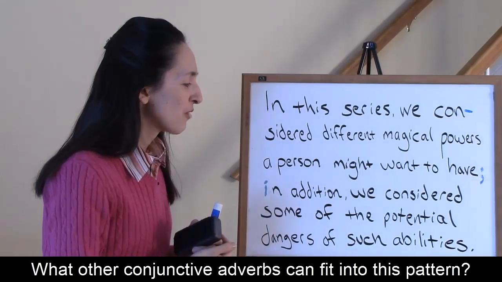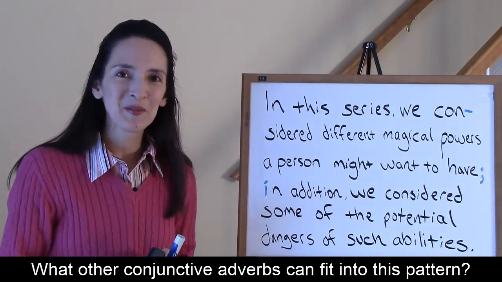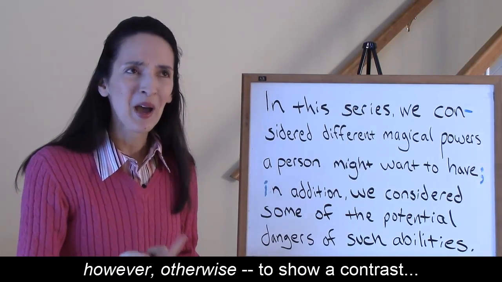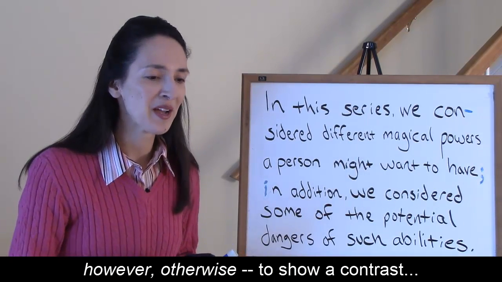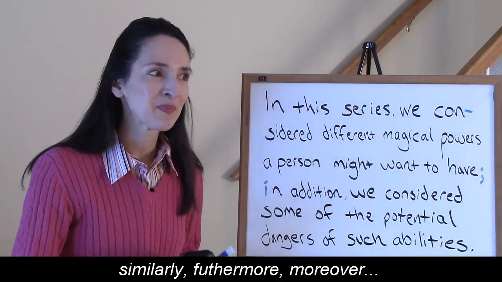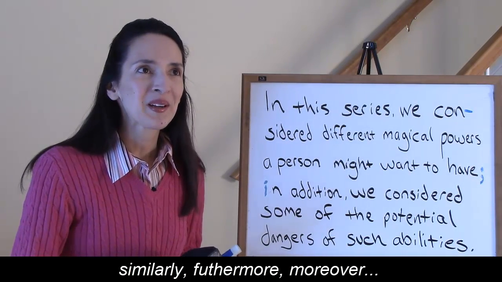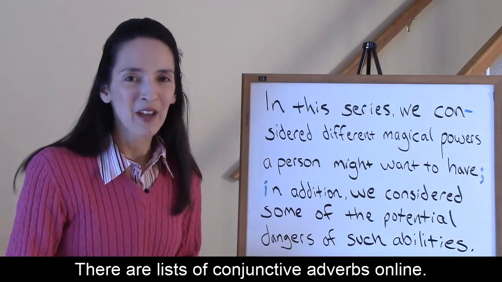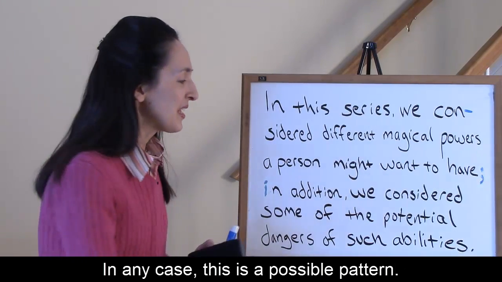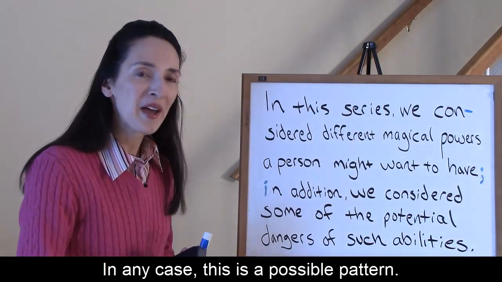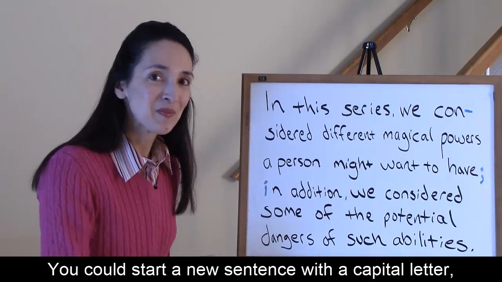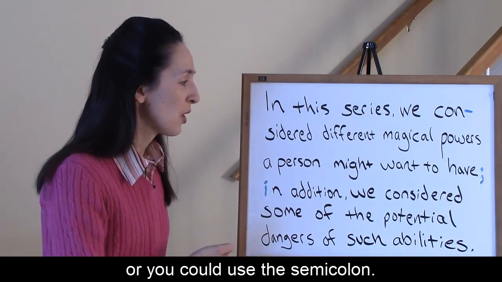What other conjunctive adverbs can fit into this pattern? Words that you probably know. However, otherwise, to show a contrast, similarly, furthermore, moreover. There are lists of conjunctive adverbs online. In any case, this is a possible pattern. You could start a new sentence with a capital letter, as we saw in the first version, or you could use the semicolon.